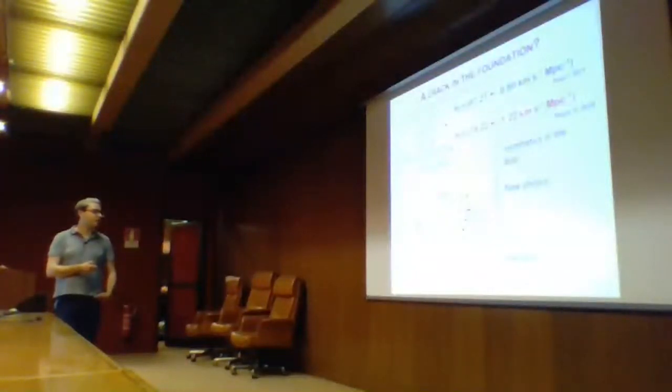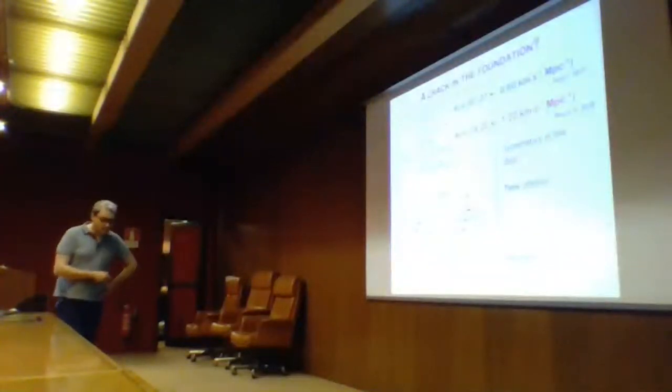Sorry, I swapped these two. So this is what you get from the CMB, which is here in blue. This is the value that you get, and this is what Riess et al. get from this direct method. Okay, so you see that there is a big discrepancy that is around 4.4 sigma.